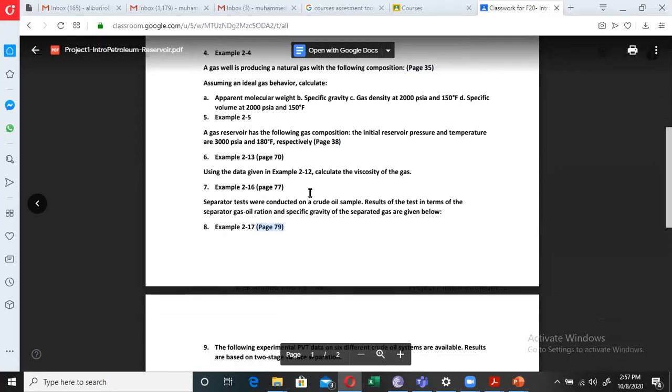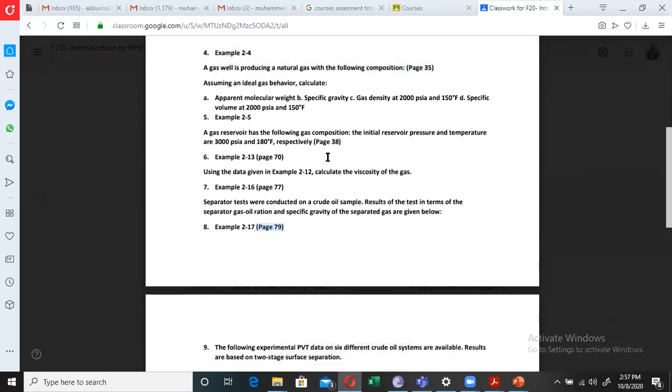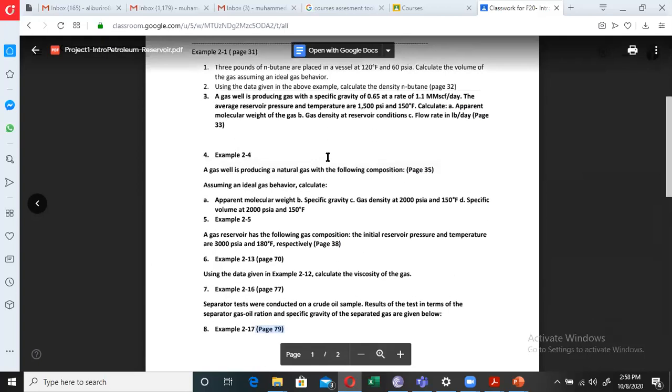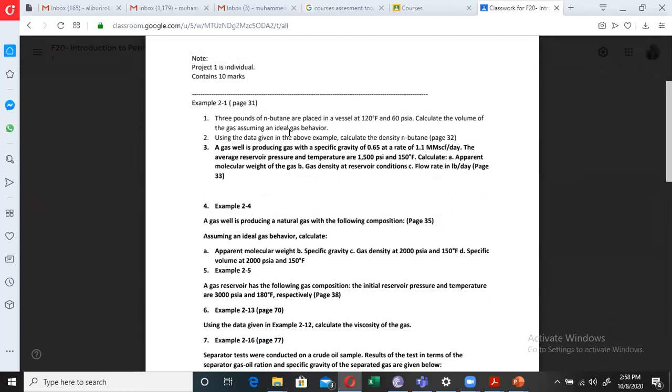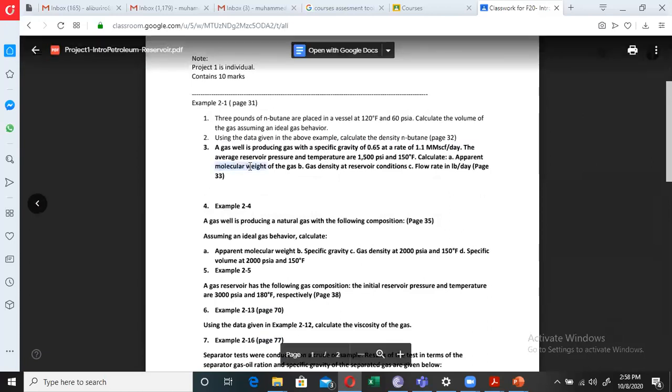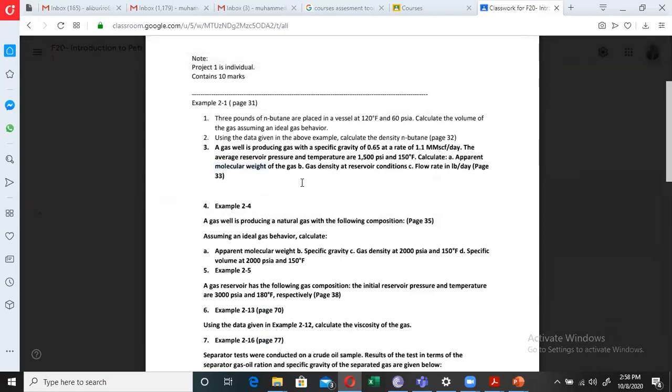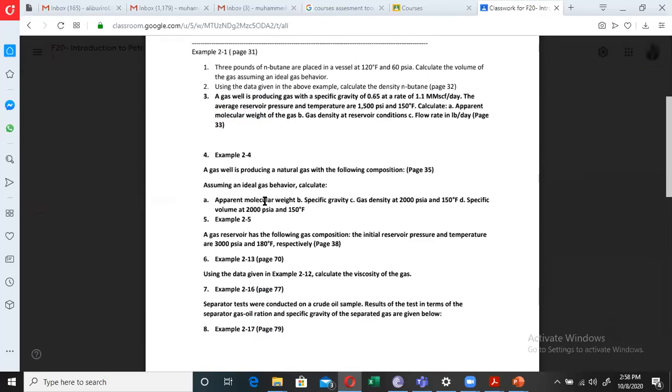So you go through those examples and try to solve them in Microsoft Excel. Convert them into a workable formula, so that if you change the value, the answer gives us different answers. So you have to work on these 7 or 8 examples. Most of them are talking about the properties of oil and gas, oil ratio, solution gas, and so on. Here it is talking about molecular weight and density. Here it is talking about the same molecular weight, specific gravity, density, and so on.